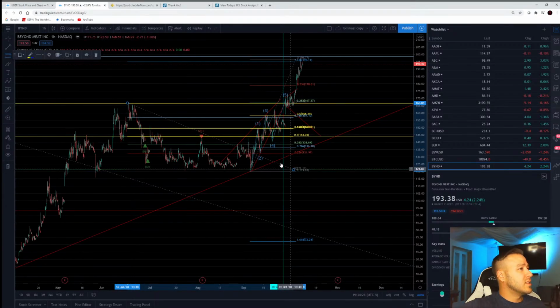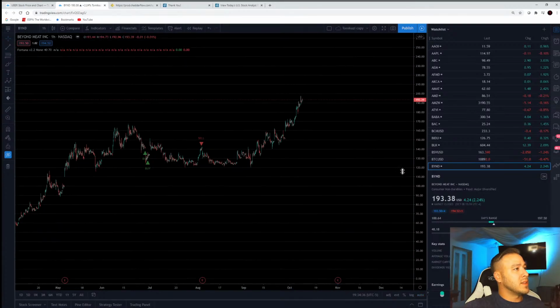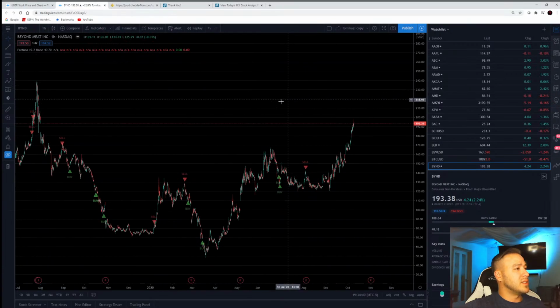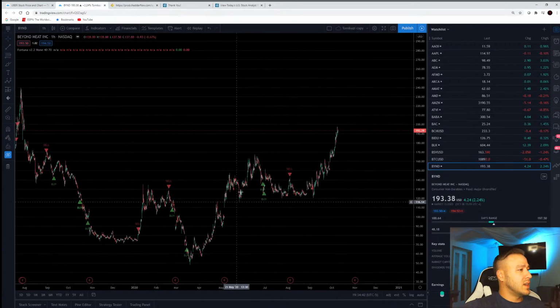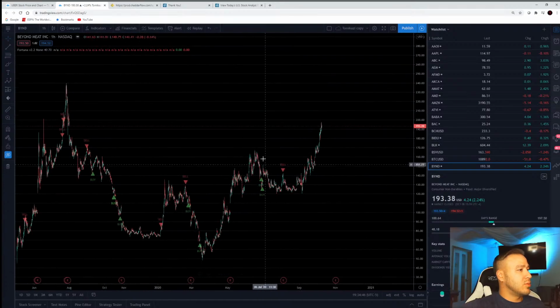Well, I guess I didn't need that. Either way, it's got a cup here, the handle was here, and then it's breaking out now. So I expect this to go pretty nuts. Could test all-time highs here. We'll see what it has, because it kind of got a cup and handle here too, but I don't really count that. Yeah, Facebook was good.